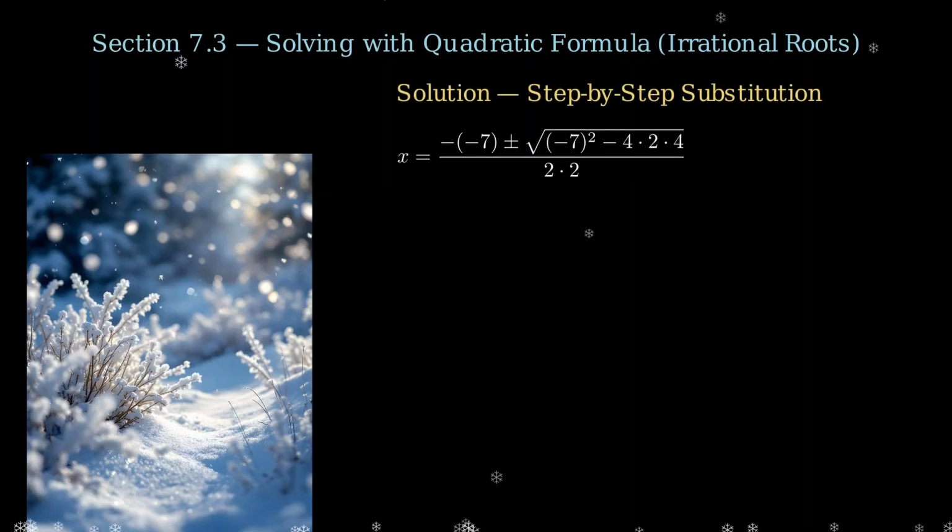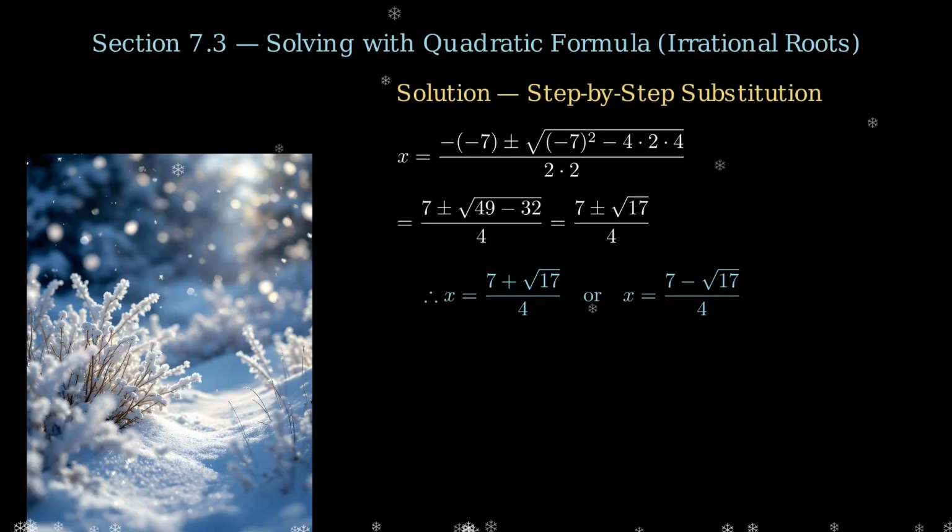Substituting our values, x equals negative negative 7 plus or minus the square root of negative 7 squared minus 4 times 2 times 4, all divided by 2 times 2. Simplifying inside the root, we get 7 plus or minus the square root of 49 minus 32, which is 17. Since 17 is not a perfect square, the square root of 17 remains in our final expression. Therefore, our final answers are 7 plus the square root of 17 over 4, or 7 minus the square root of 17 over 4.